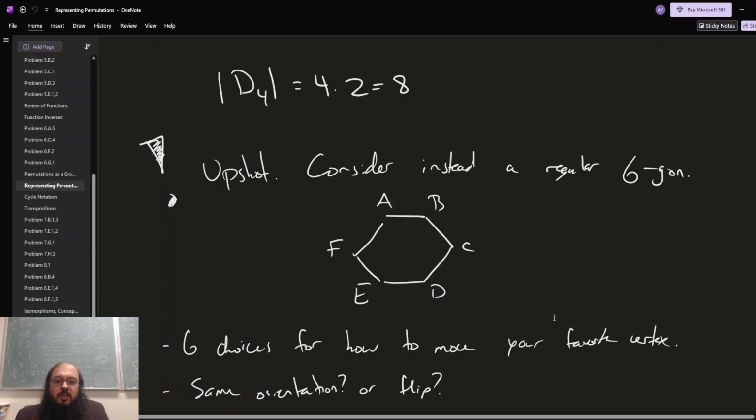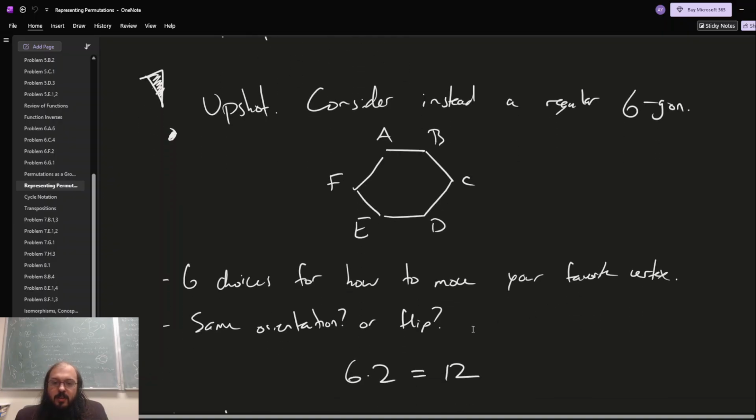So the only choices are, where do you put a vertex of your choice? And do you do an orientation flip, or do you keep the orientation the same? In other words, is it a rotation or some kind of reflection? And since that's the only choice, you can just multiply these together. And you can see that the number of ways for a hexagon is 6 times 2, or 12.